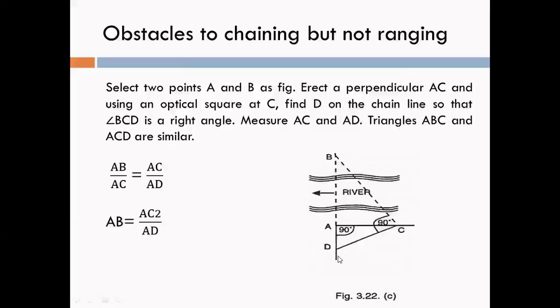The triangle ABC and triangle DAC, two triangles are similar triangle, and for similar triangle AB upon AC is equal to AC upon AD. So AB is equal to AC square upon AD, and measure the length of line AC and AD on the ground with the use of tape. So from the value of length of line AC and AD, we get the length of line AB.